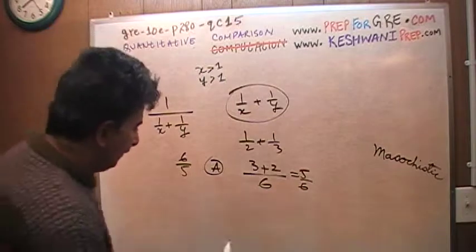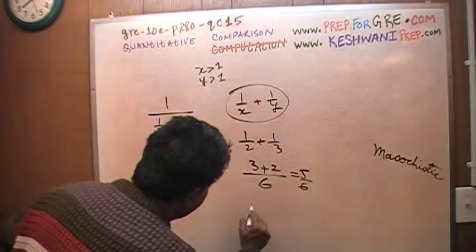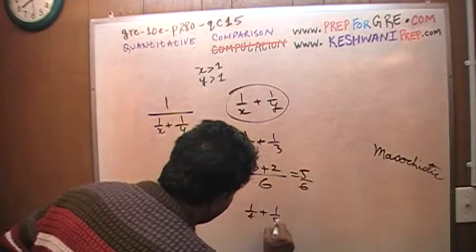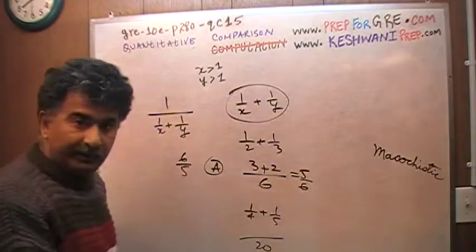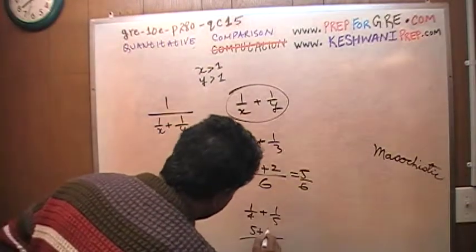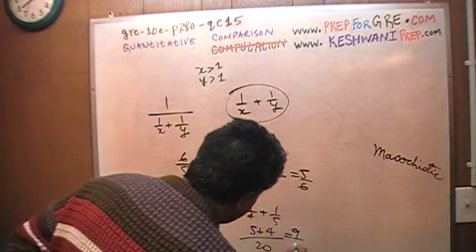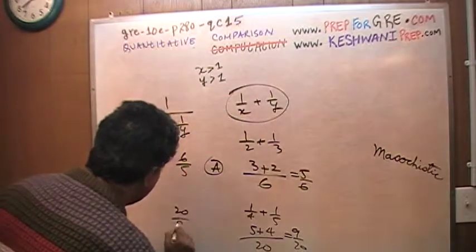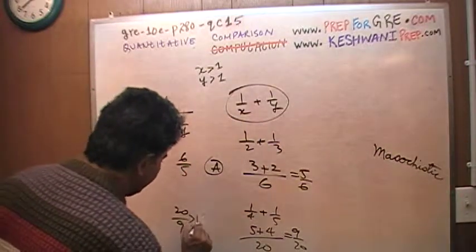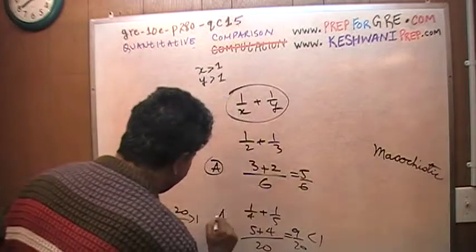If you were to plug in 4 and 5, 1 over 4 plus 1 over 5, the common denominator is going to be 20. This is going to be 5 and this is going to be 4. It's going to be 9 over 20 and this will be 20 over 9. And again, 20 over 9 is more than 1. This is less than 1. The answer again is A.